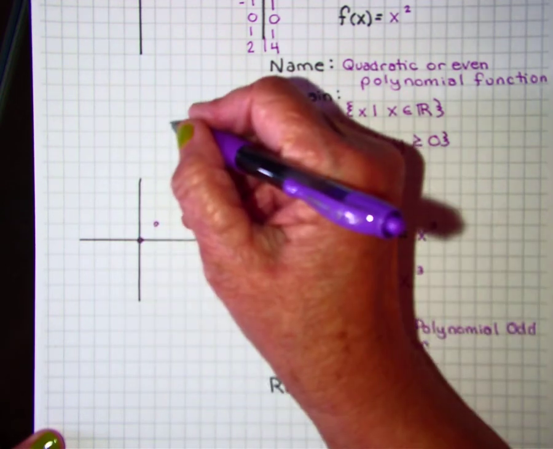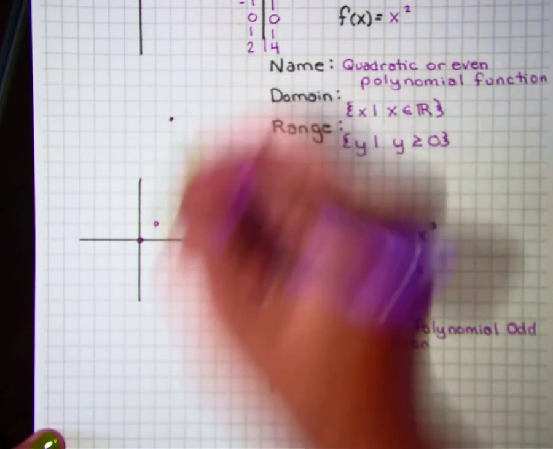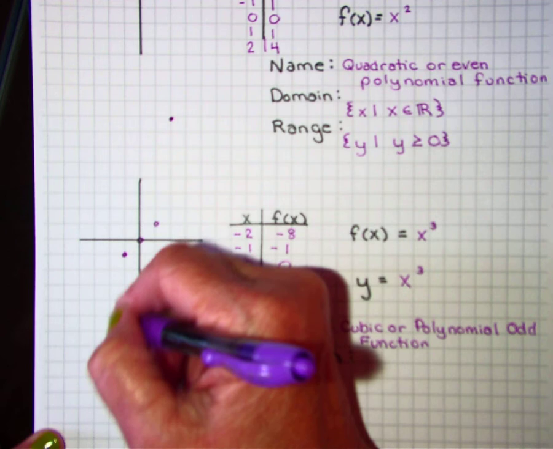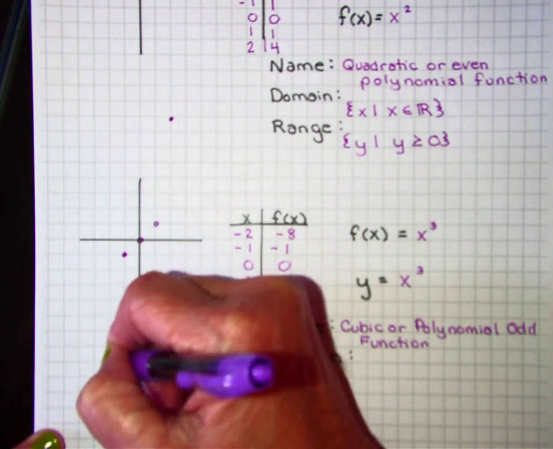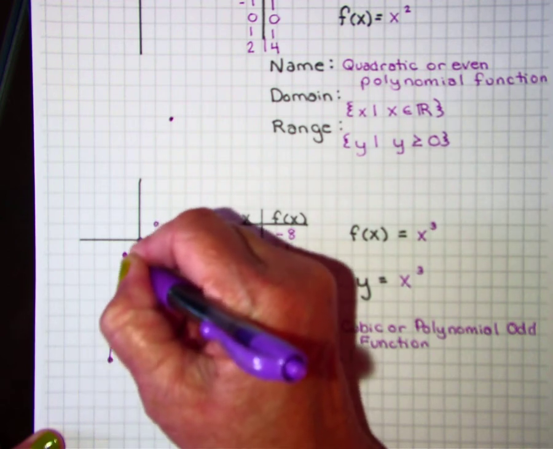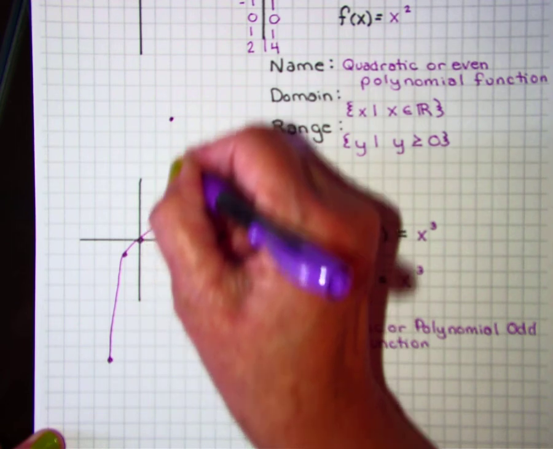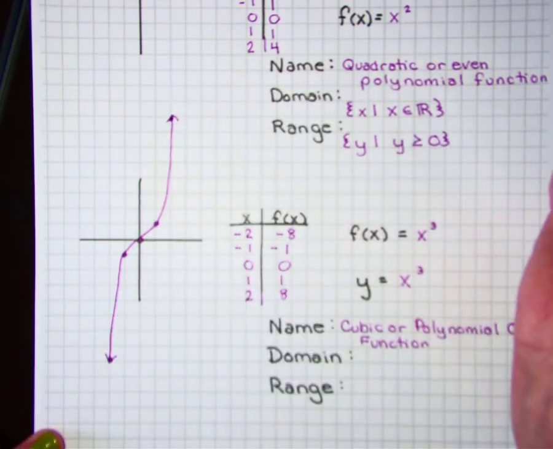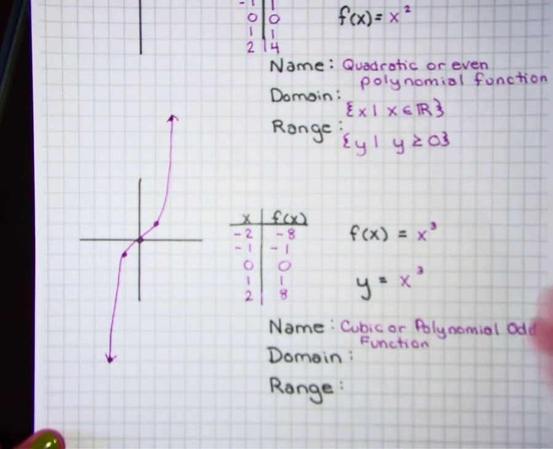2 will go way up, and this will be at -1, and then the -2 goes way down. So my function has kind of a funny little jig here. And that's what a cubic function looks like.